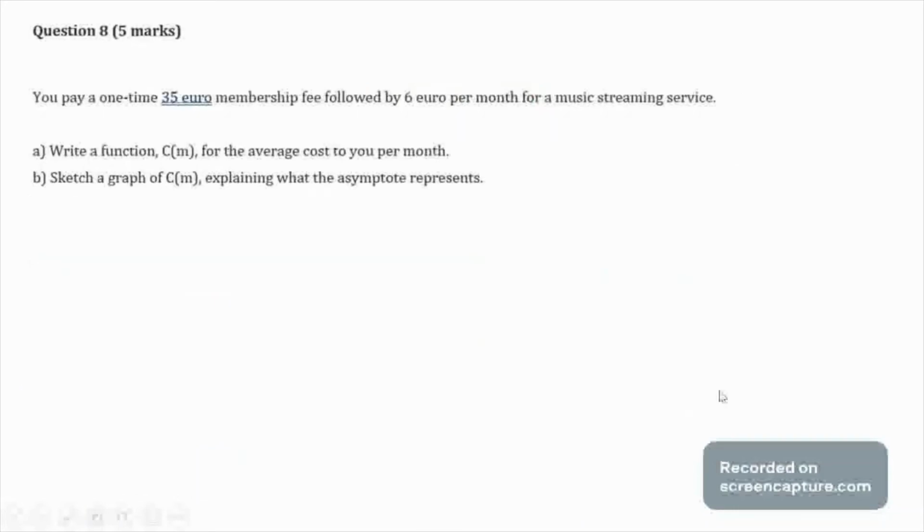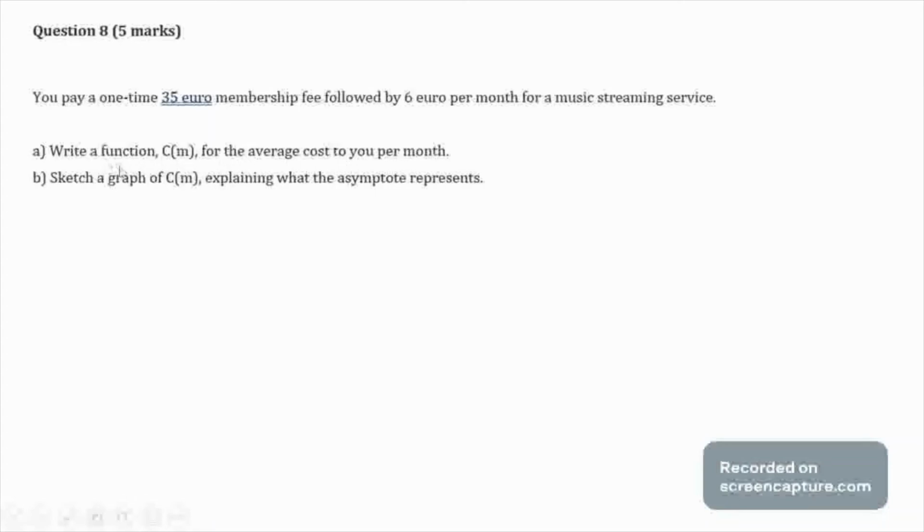Okay, let's look at 8. 8 says you pay a one-time 35 euro membership fee, followed by 6 euros per month for a music streaming service. Okay, one-time fee and then 6 euros per month. This is very much like the problems we've looked at recently. We need to write a function c of m for the average cost to you per month.